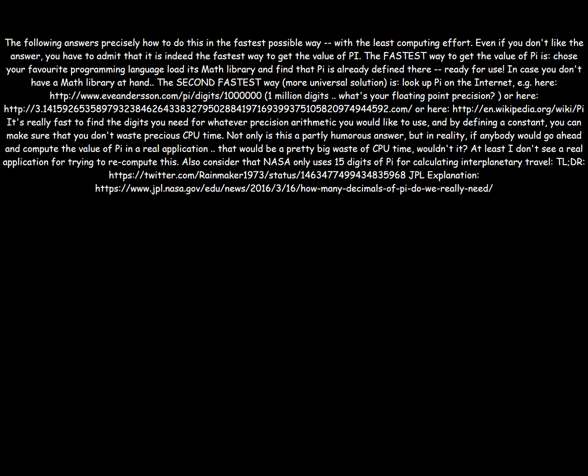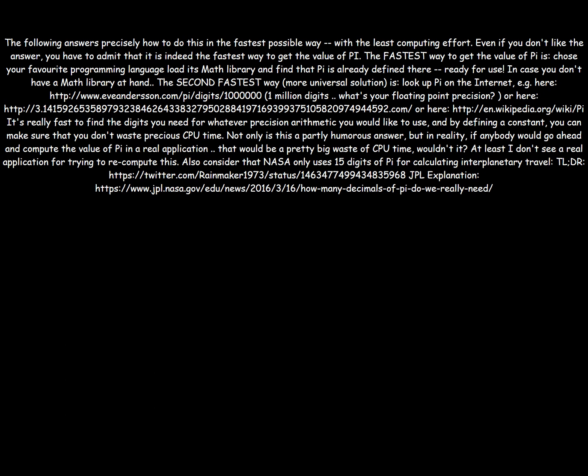the following answers precisely how to do this in the fastest possible way, with the least computing effort. Even if you don't like the answer, you have to admit that it is indeed the fastest way to get the value of pi. The fastest way to get the value of pi is: choose your favorite programming language, load its math library, and find that pi is already defined there, ready for use.